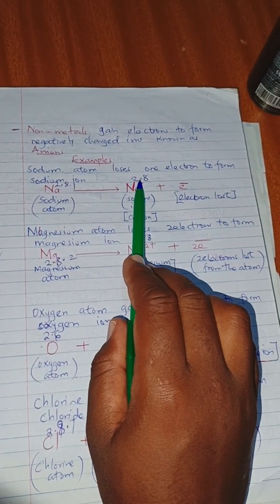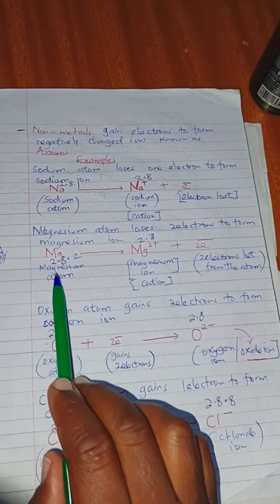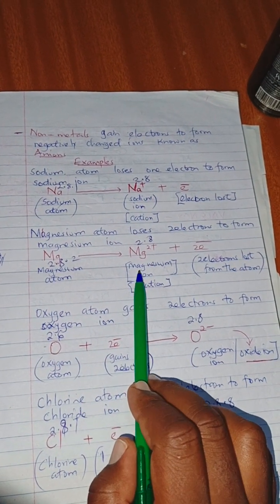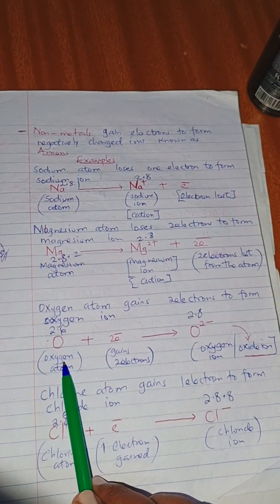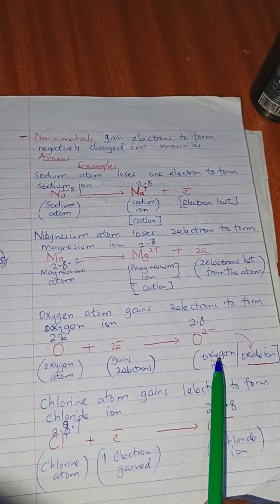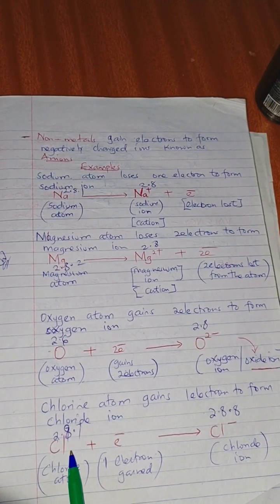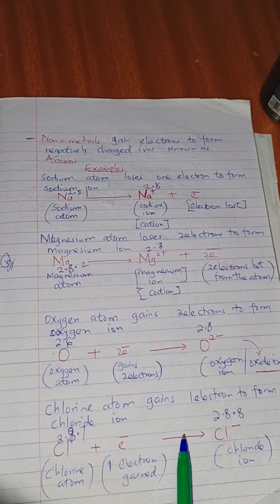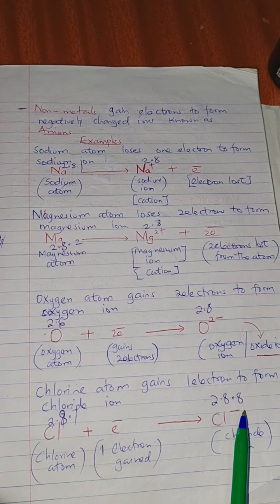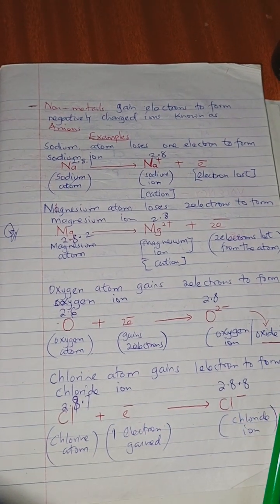Electron configuration such as that of neon. Magnesium loses 2 to form an electron arrangement such as that of neon. Oxygen gains 2 to form an electronic arrangement such as that of neon. Chlorine gains 1 electron to form an electronic arrangement like that of argon. So thank you.